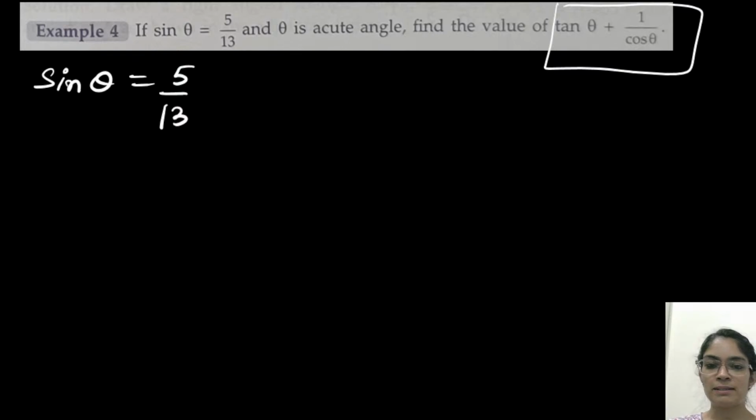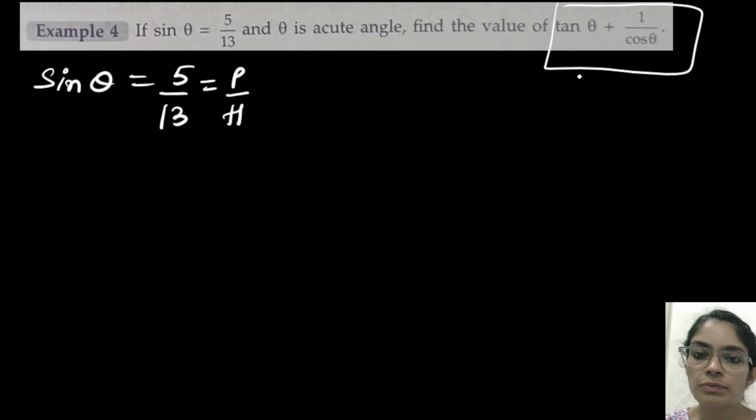So special appreciation will be given to that person who will complete this question before me. Okay, so let's do it. I'm going to start this one.